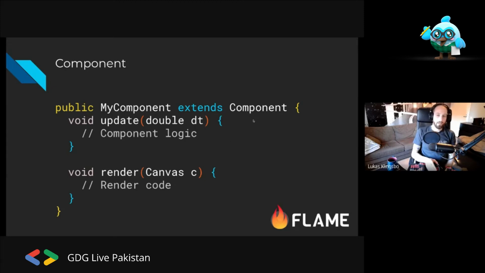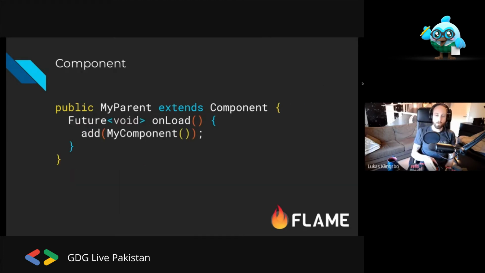So component is the most basic building block, but in Flame there are already a lot of components. Oh yeah, and here you can see that if you have another component that you want to add a component to, you can just say add and this component, which will make you able to build this component tree that we were looking at earlier. And you don't have to add it in on load, you can add it anywhere. So you can add it if you tap something, you want to add a new hat to your player, or whatever. You can react to other things than just it being loaded.